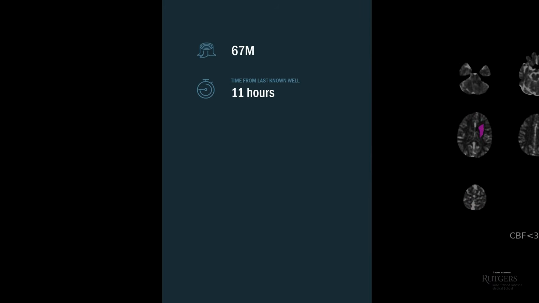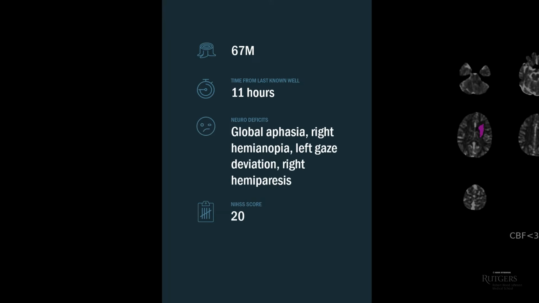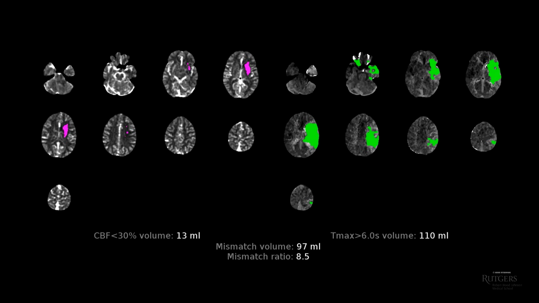Let's get back to the patient with whom I started the discussion of CT perfusion. As a reminder, he's a 67-year-old man with multiple vascular risk factors who presented within 11 hours from last known well, with global aphasia, right hemianopia, left gaze deviation, and right hemiparesis. An NIH stroke scale score was 20. Left M1 occlusion was confirmed with CTA. Would you offer thrombectomy?